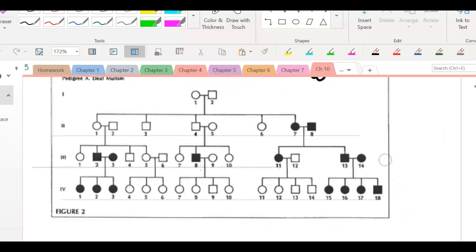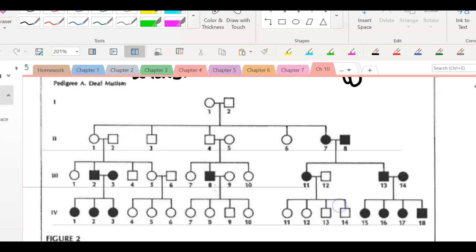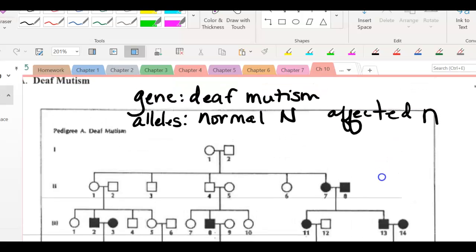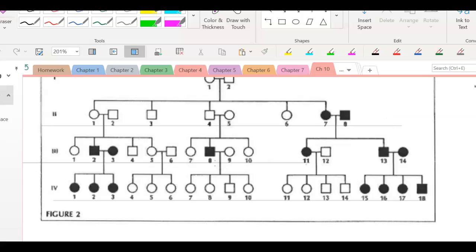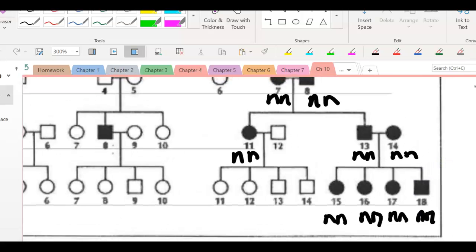So here what I'm looking at in this particular pedigree, I'm going to go ahead and fill in everybody that I know is affected. And anybody that I know is affected is going to have a recessive genotype. So all of these individuals will be little n. And I know this is a recessive disorder because the children of 2 affected people are also all affected.